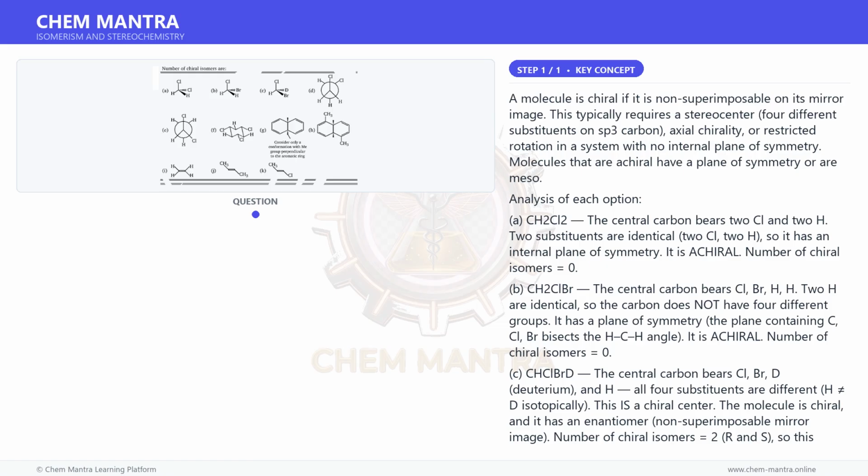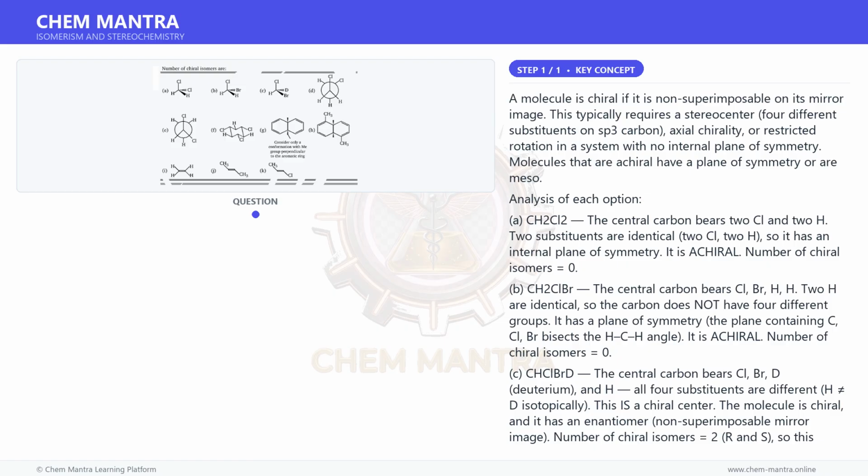K. 1-chloropropene, CH3CH=CHCl, has E/Z geometric isomers but no sp3 stereocenters with 4 different groups. The double bond carbons each have only 2 substituents with restricted rotation, giving E/Z, not chirality. Both E and Z forms are achiral. Each has a plane of symmetry perpendicular to the molecular plane or the molecule itself. Achiral. Number of chiral isomers equals 0.